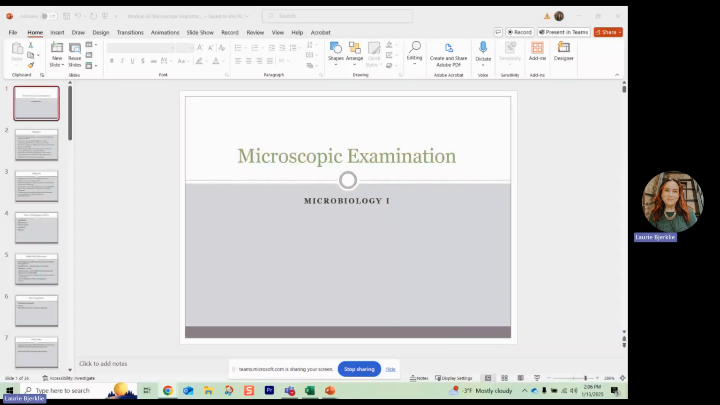So this week we have 3 different PowerPoints that we're going to go through. We're going to really focus on some staining processes, especially gram stain. Again, it's our primary stain we use in micro, and then a little bit on a couple others. And then we'll really jump into learning some of our agars that you're going to get to play with in lab. So we'll first start with the microscopic examination PowerPoint.